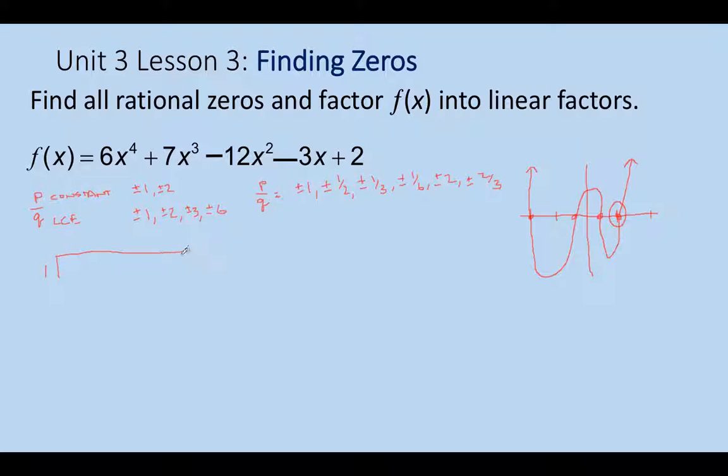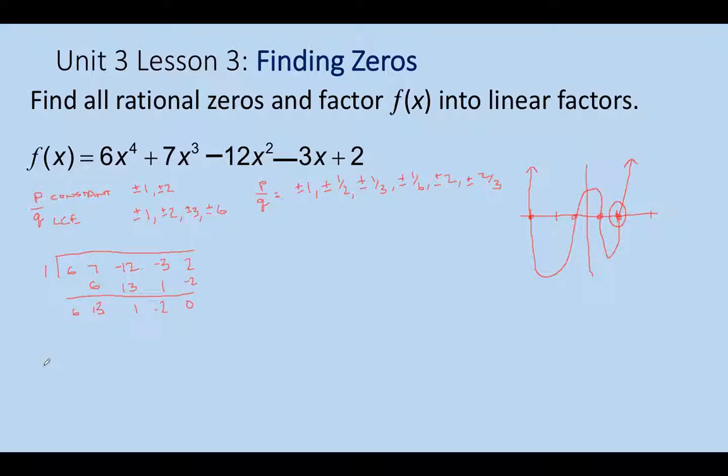And so when I do this, of course, the remainder is going to be 0 because it's a solution. But we'll get the leftover polynomial. So we'll say 6, 7, negative 12, negative 3, and 2. And we do our synthetic division. So 1 times 6 is 6. Now I got 13. 1 times 13 is 13. That leaves me with 1. 1 times 1 is 1. It gives me negative 2. 1 times negative 2 is negative 2. And so I get 0.